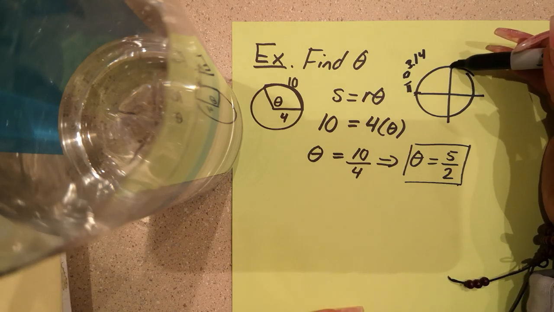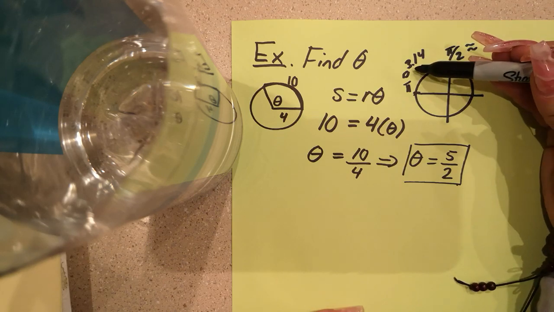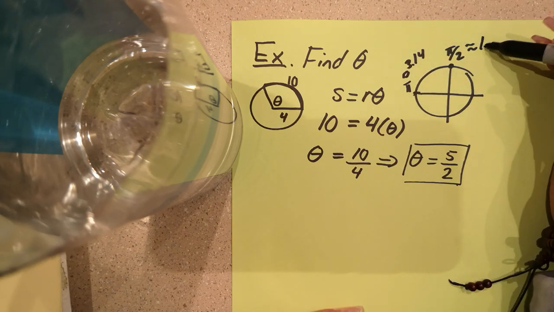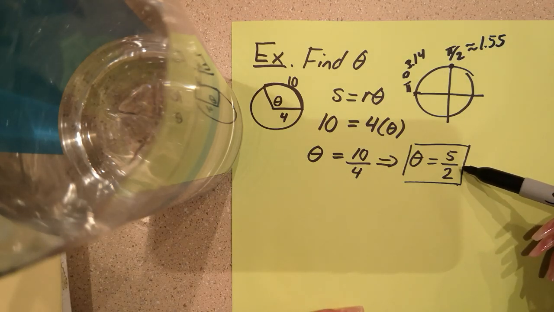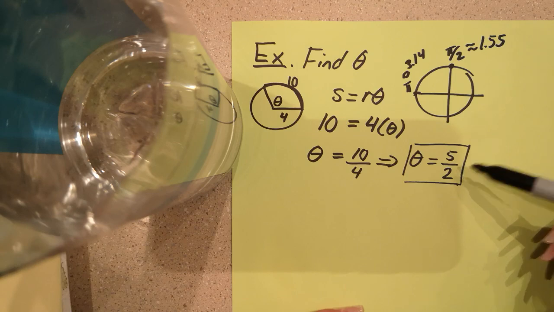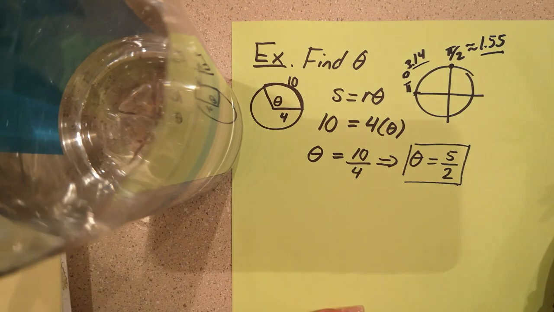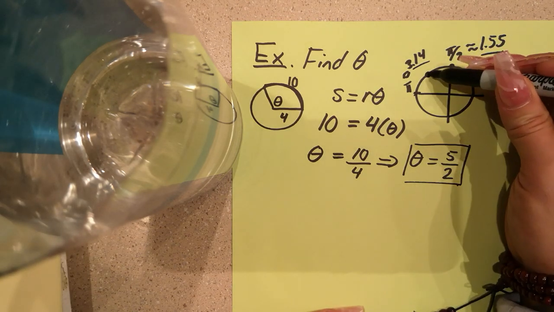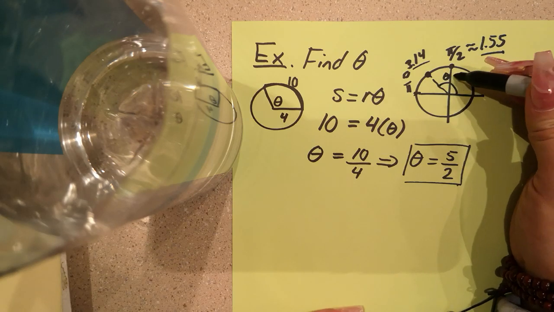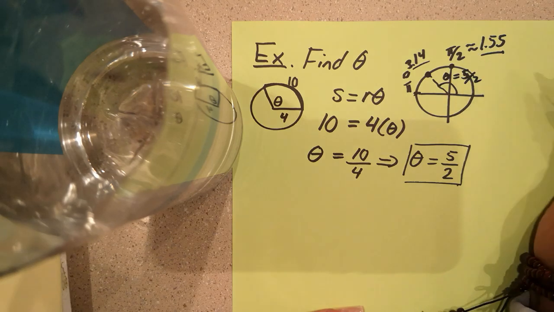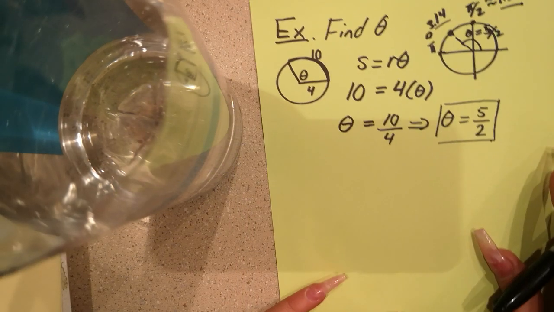So that means here, I know this is pi over 2. What's half of that? 1.55-ish. So if I'm looking at an angle like 5/2, what is that? 2.5. Well, I know 2.5 is in between 1.5 and 3.14. So I know at least that this angle is somewhere here, in quadrant 2. Theta equals 5/2.